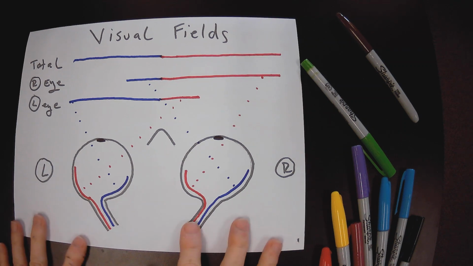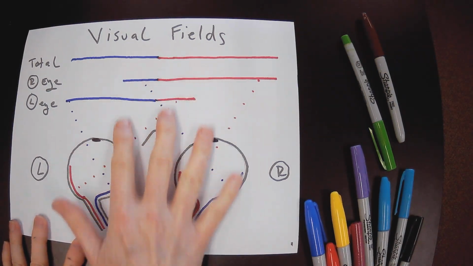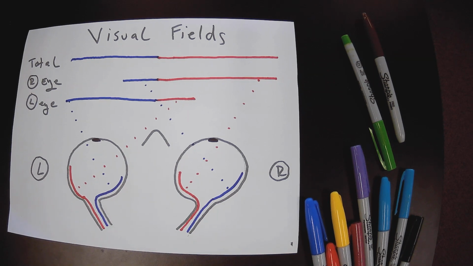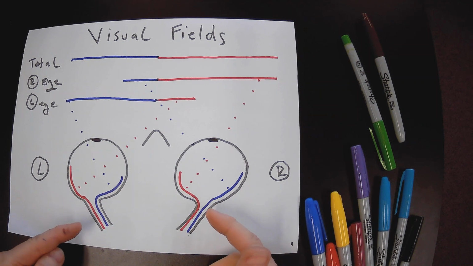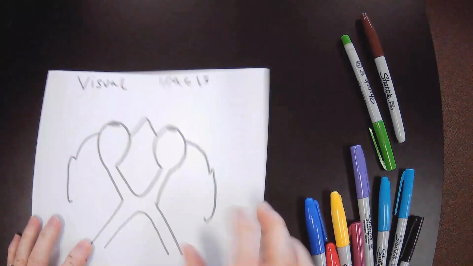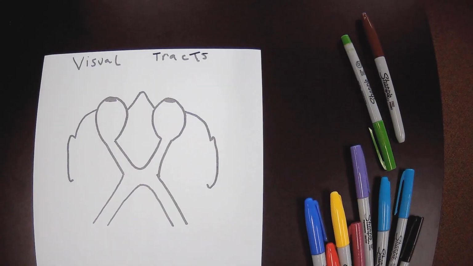Okay, so visual fields in a nutshell. Now what we're going to do is we're going to go from visual fields and retina to further back. So in other words, what pathway does vision travel after it's received by the retina to go all the way back to the occipital lobe? That's the next part. Okay, so we'll switch over from visual fields to something called visual tracts. It should be a T. Visual tracts.